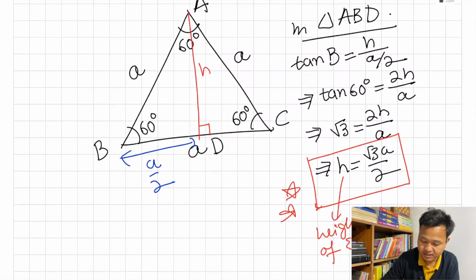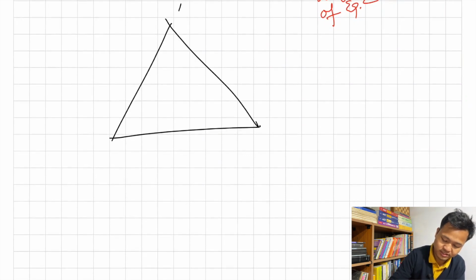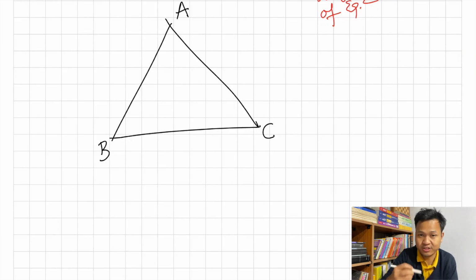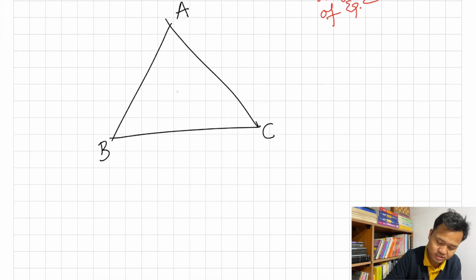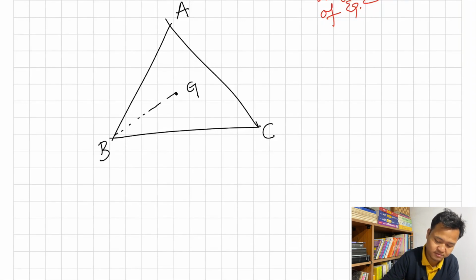Okay, we have found the height of an equilateral triangle. So next, what is the next important thing? Let's draw again. A, B, C. So where is the centroid of the triangle? The centroid is exactly in the middle, usually represented by Z. So let's put Z. From the centroid to the vertex, what is the distance? How much is this?